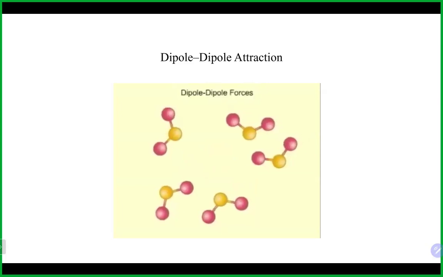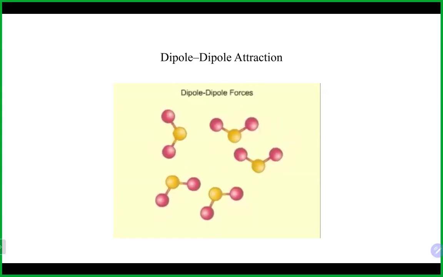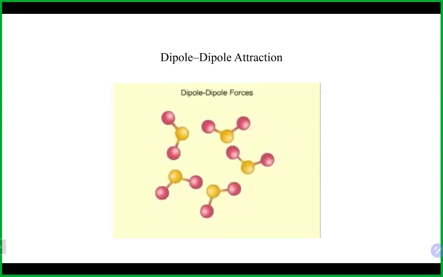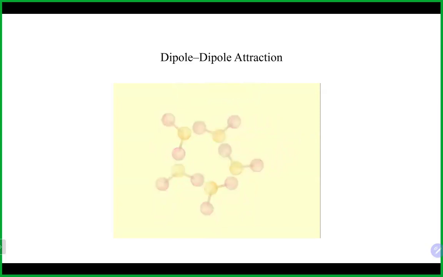When polar molecules, such as sulfur dioxide, are close to one another, they tend to align so that the positive end of one molecule points towards the negative end of another molecule. Attractions among polar molecules are called dipole-dipole forces. So a reminder that, as we've talked about before, when we talk about polar and nonpolar, we are talking about molecular polarity, so the polarity of the entire molecule.